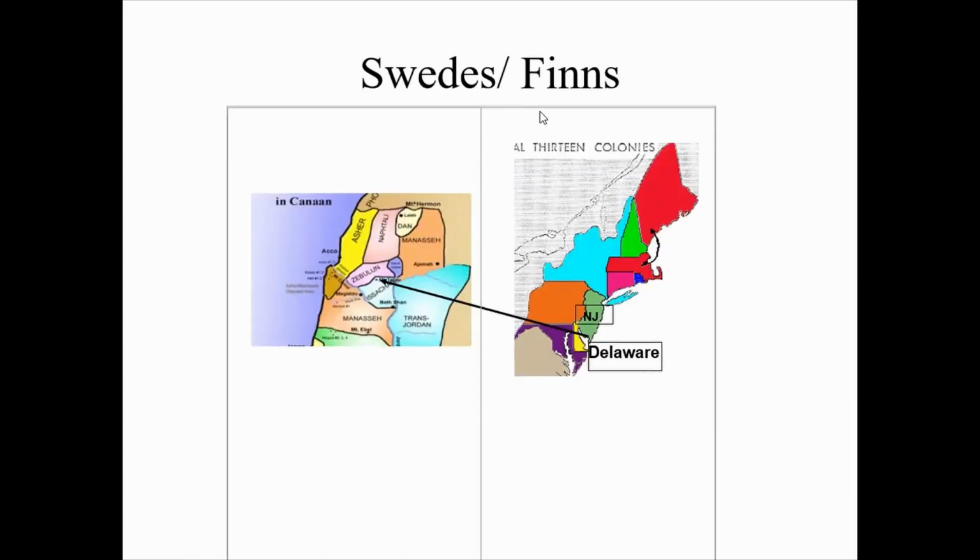Okay, so the Swedes and the Finns, they would have been the tribe of Issachar. Do y'all see that? They would have been in this Delaware, New Jersey area. Now, the Swedes came in and settled in the area of Delaware and New Jersey. And it's also the Finns too. The Swedes and the Finns would have come in, and they would have settled in this area that is New Jersey and Delaware. And you can see them here. They're underneath Zebulon, just like they're underneath New York here.